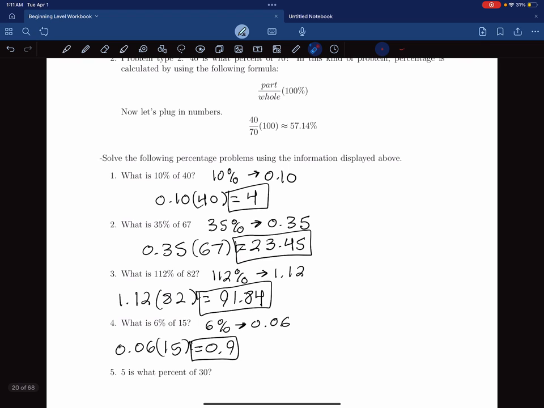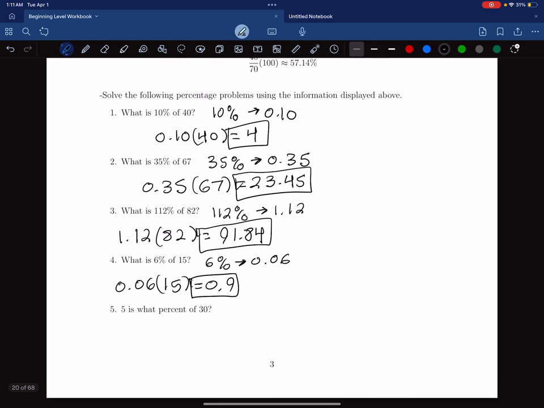So we're going to have to use this formula here. Part over whole times 100, like how we've seen in this problem above. So we know that the whole, or the starting number, or the original number is 30. So we're going to put this under 30, or in the denominator, we're going to have 30. And then in the numerator, we're going to put 5. And then we're going to multiply that by 100.